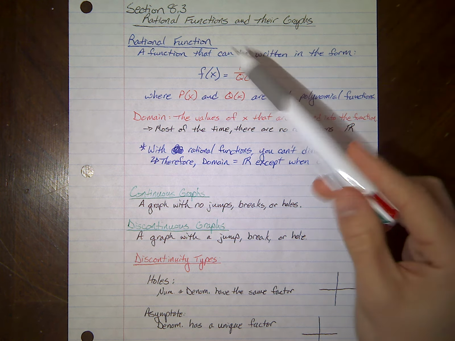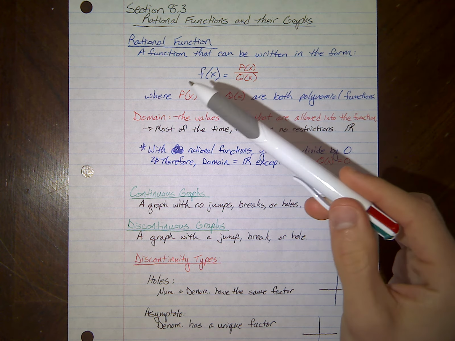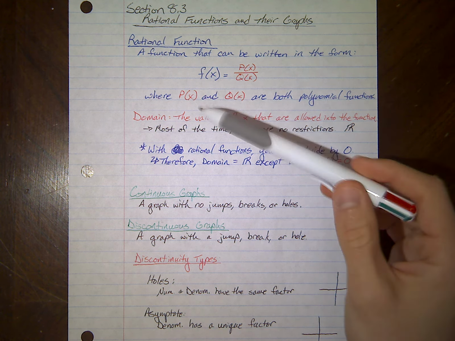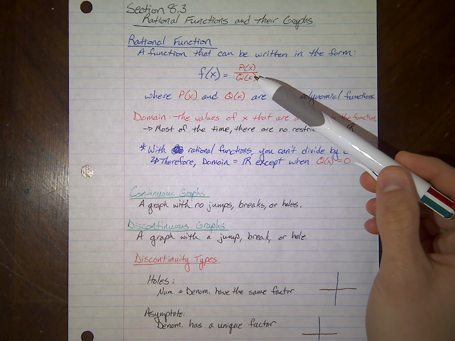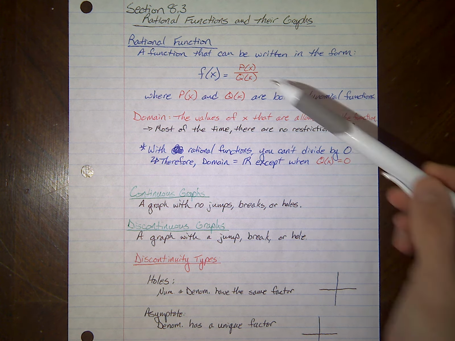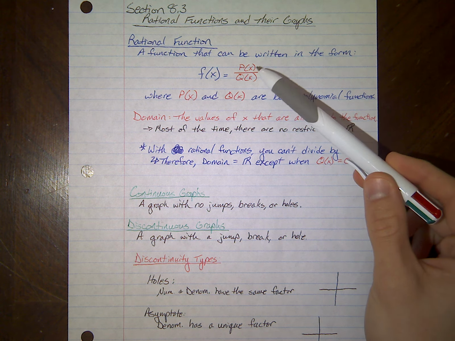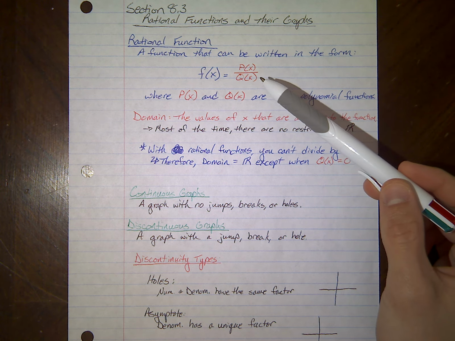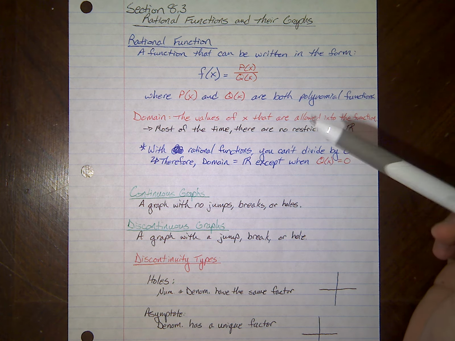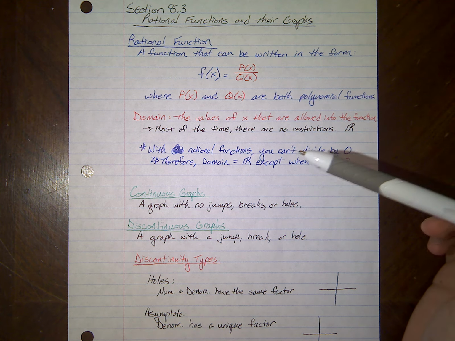First of all, a rational function, any rational function, is a function that can be written in the form of f of x is equal to p of x over q of x. Now that's just a fancy way of saying you have a polynomial over another polynomial. It could be a linear over a quadratic, quadratic over a cubic, cubic over a linear. It's just a polynomial over a polynomial.